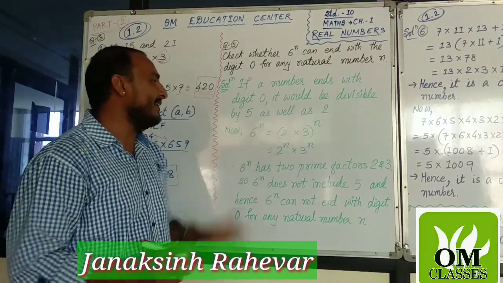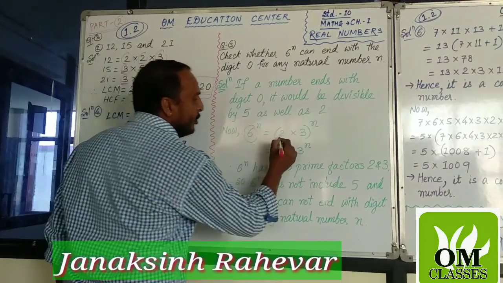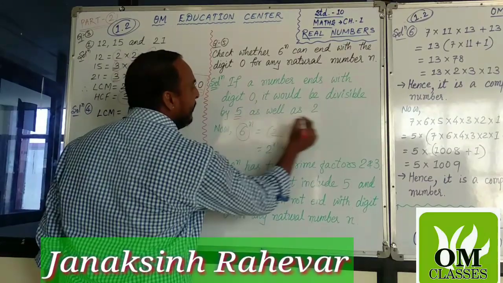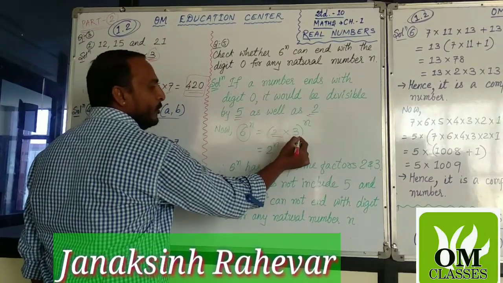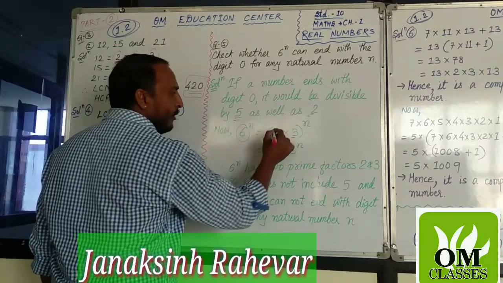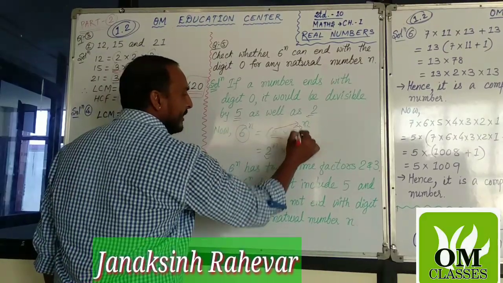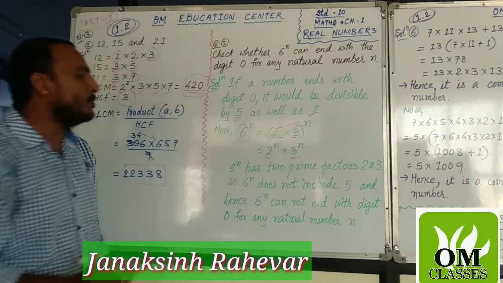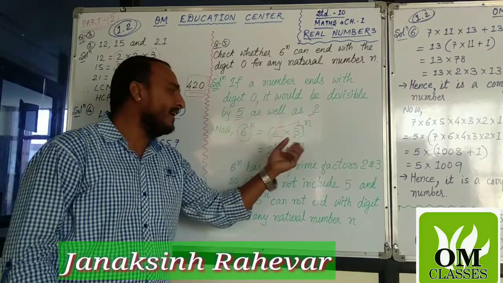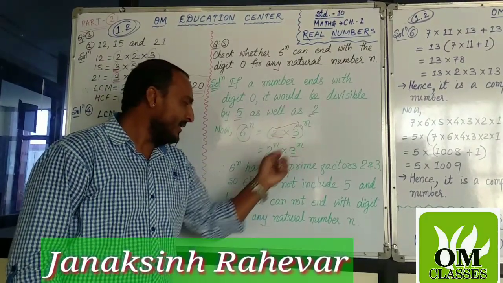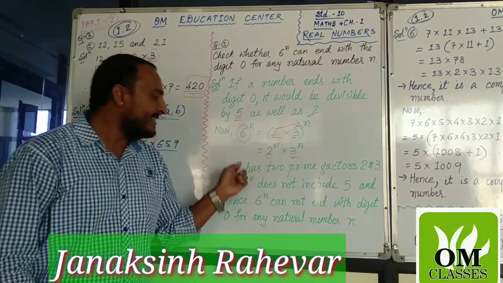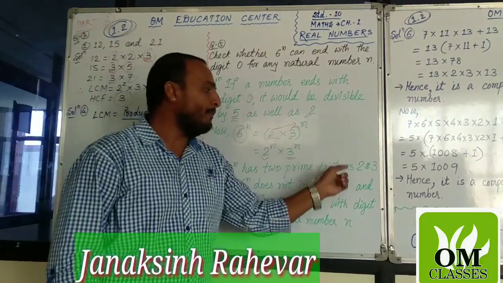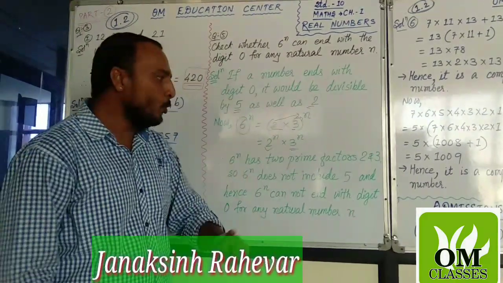So 6 raised to n. Now what are the factors of 6? 2 and 3. We have to find 5 and 2. Here 2 into 3 raised to n. Now 2 raised to n, then 3 raised to n. So whatever number of times you multiply 2, with that you multiply 3. So 6 raised to n has two prime factors, that is only 2 and 3.